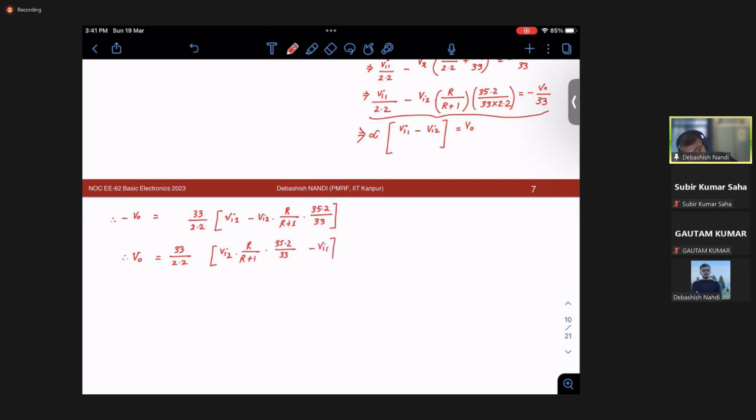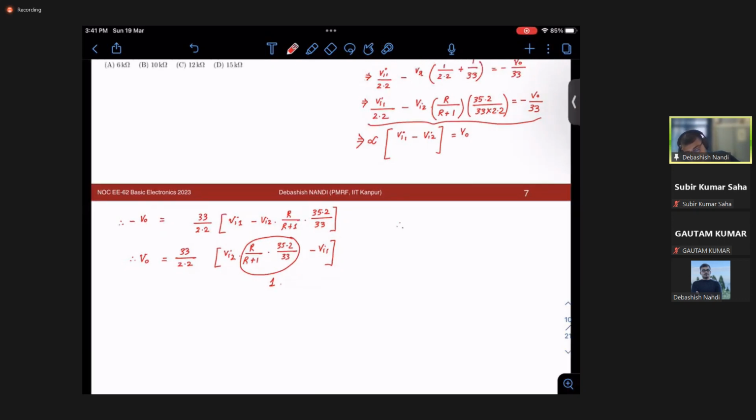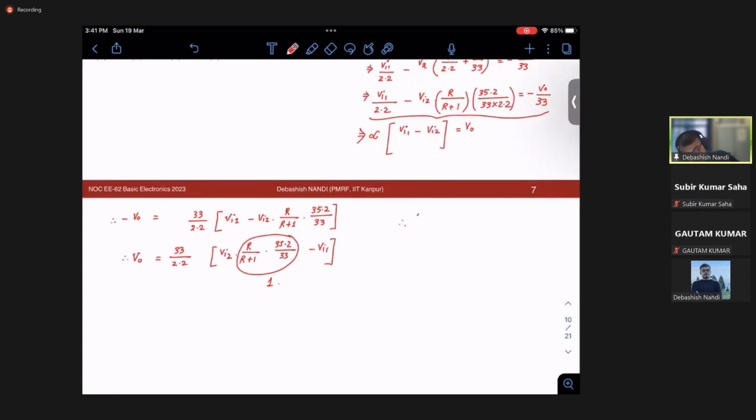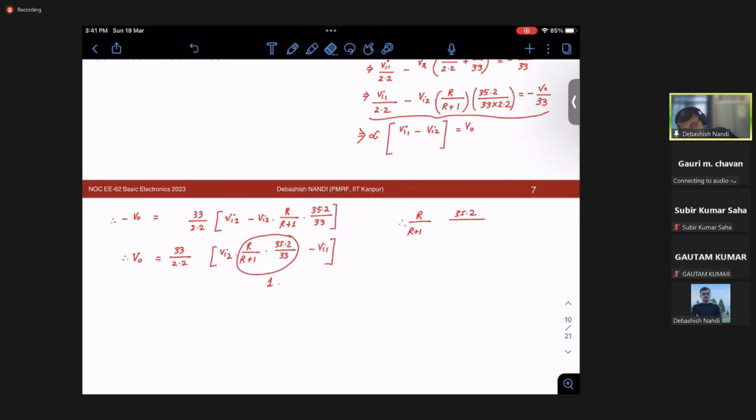Okay, so this term has to be 1 to have the ideal difference amplifier, because the difference of the input should be amplified, right? I do not want one input to get fractioned and then get subtracted from the other, right? So how will you calculate your R? Your R over R plus 1 would be, so if you solve this, you will find out your R to be 15 kilo ohm, right?